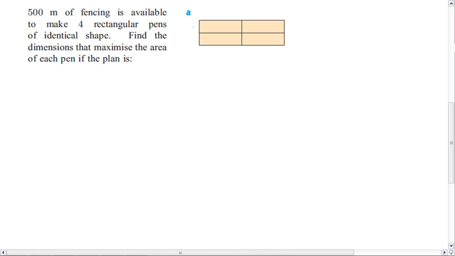Okay, so I'm going to mark each of these. I'm going to have x's for my widths there, or lengths. It doesn't really matter which is which. And then I've got y's here for the other one, right? Because these are rectangles, so these have to be the same. Those don't necessarily have to be the same. But I notice that when I add all the pieces of fence, I've got 6x plus 6y equals 500.